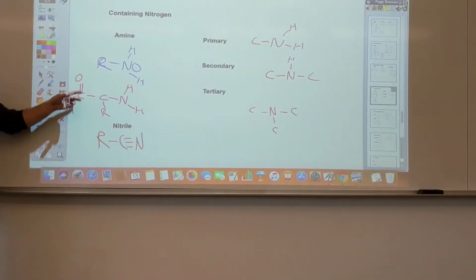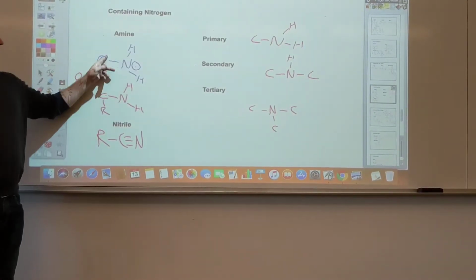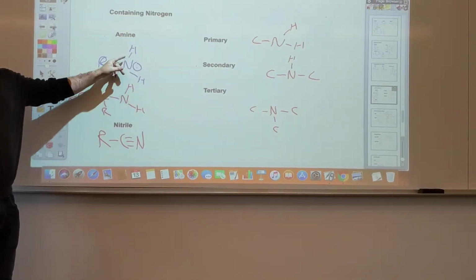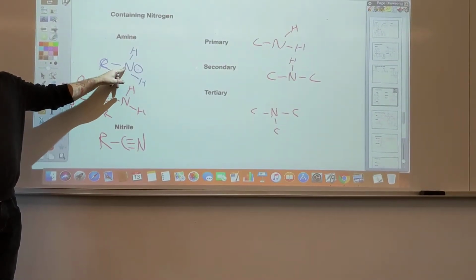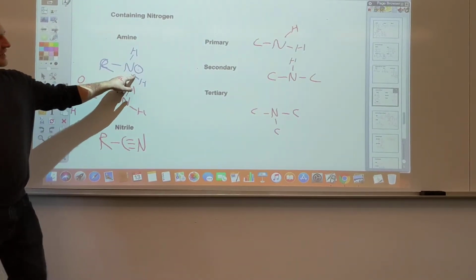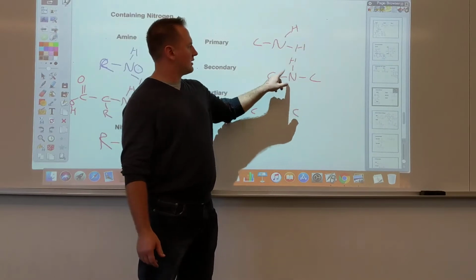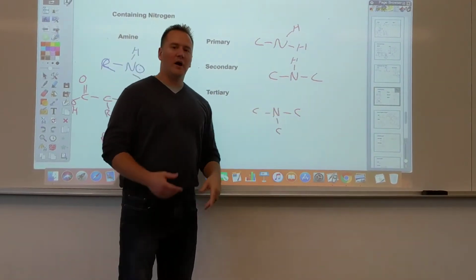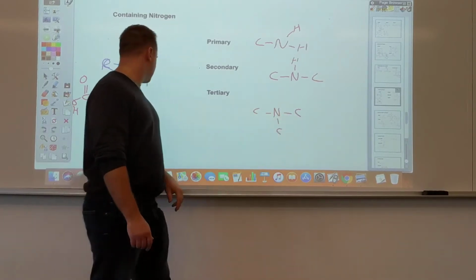Alright, if we're talking about ones that contain nitrogen, you have amine groups. So you can have primary, secondary, or tertiary amines. If you have two hydrogens on it, that's primary, okay, because it's kind of the end of the line, and it's just got hydrogens on it. If you have a secondary amine, you have it connected to more than one carbon. And if you have a tertiary, it's got no hydrogens on it, just carbon atoms connected to it.